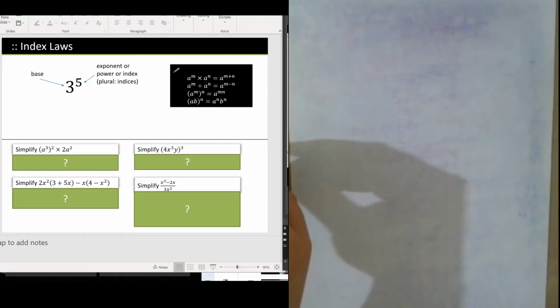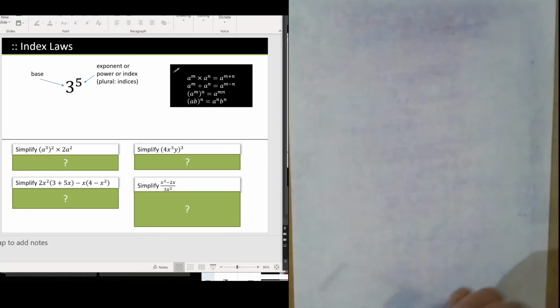Morning guys, so we are going to briefly look at the index laws, or law of indices, whichever, today, and then you've got a task on Dr Frost that you can just get started with.